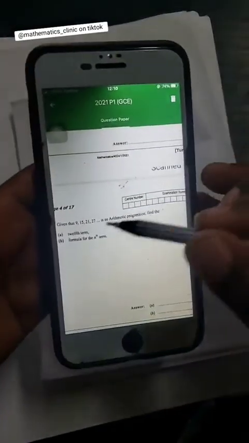So what are we finding? The 12th term. This makes our n to be 12. What is our a? Our a is the first term. Which one is our first term? The first number, 9. So our first term is 9, which is a.